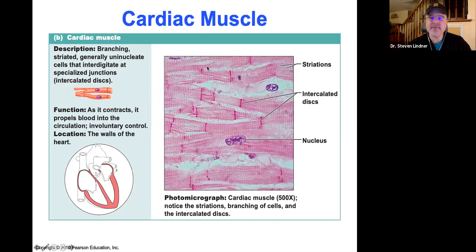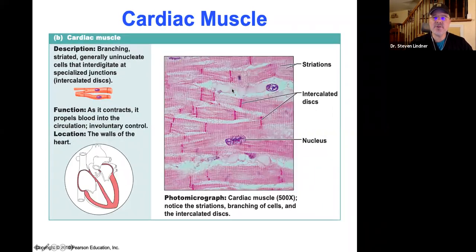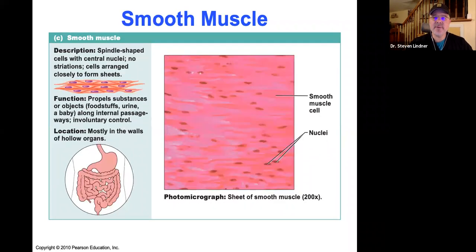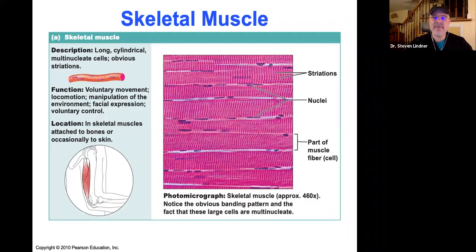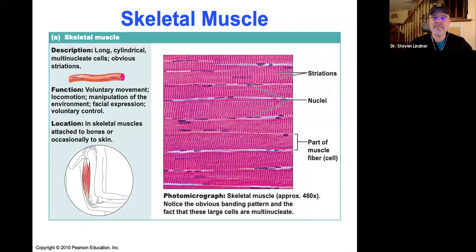So here is skeletal. If we look at skeletal and we look at cardiac and I bounce back and forth, you can see the way the light bounces through here. It is striated. You could see those lines. You could see light, dark, light, dark, light, dark. These two, which are striated, look very different than this one. This one is smooth. There's no striations. These two have obvious striations. Smooth has no striations.